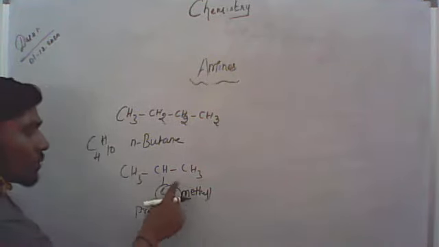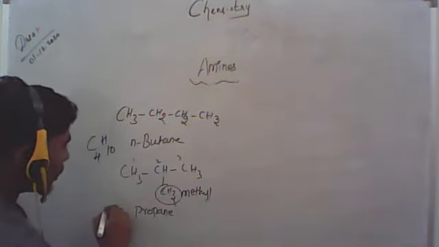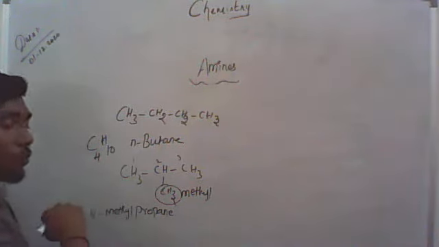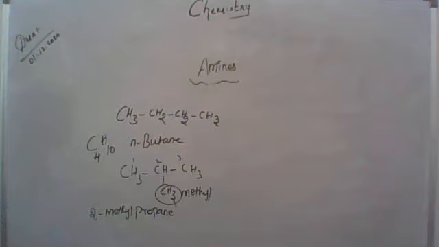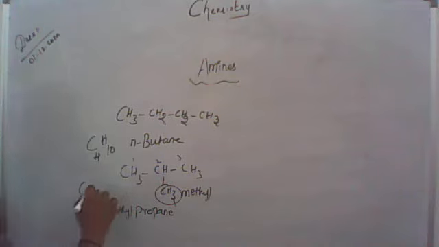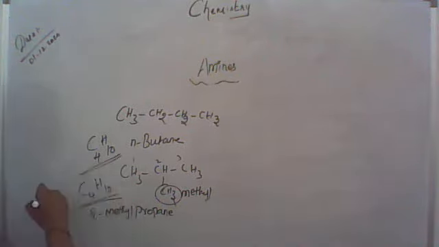The substituted group is present in the second position. Okay, second position is substituted. So it is 2-methylpropane. In 2-methylpropane, what is the molecular formula? See here, number of carbons 1, 2, 3, 4. 4 carbons are present here. Number of hydrogens 3, 3, 3, that is 9 hydrogens, 9 plus 1 is 10. Okay, see here, C4H10, C4H10.